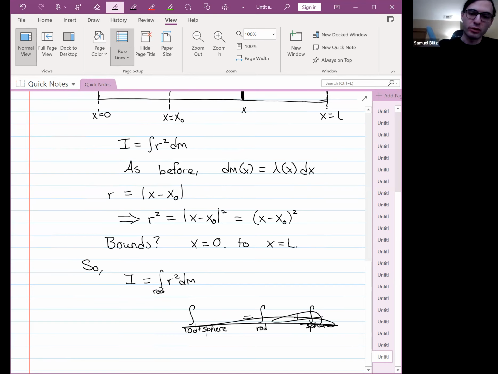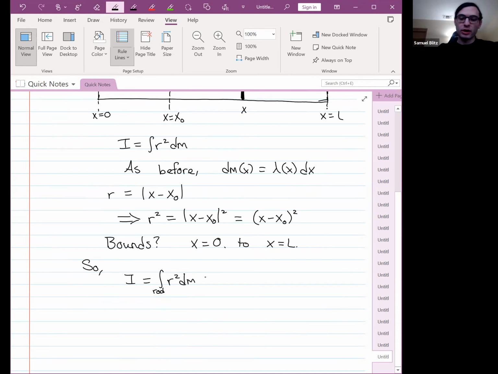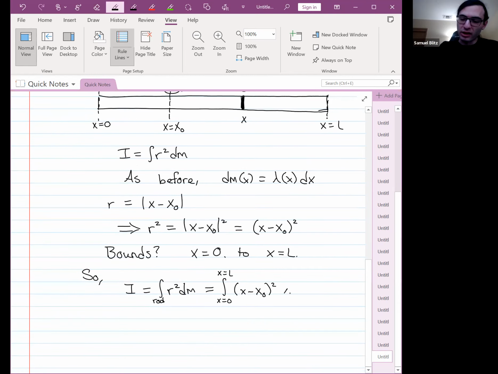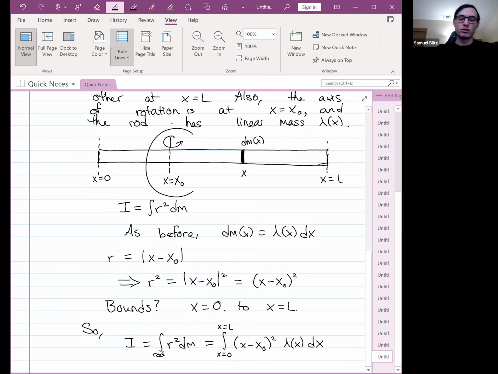Now it's just writing more. There we go. Right, so the integral over the rod: we know what the bounds of the rod are. It's x equals 0 to x equals L. We know what r squared is. R squared is (x minus x naught) squared. We know what dm is. Dm is lambda of x dx. So this is what the moment of inertia is about this axis of rotation for this particular rod.